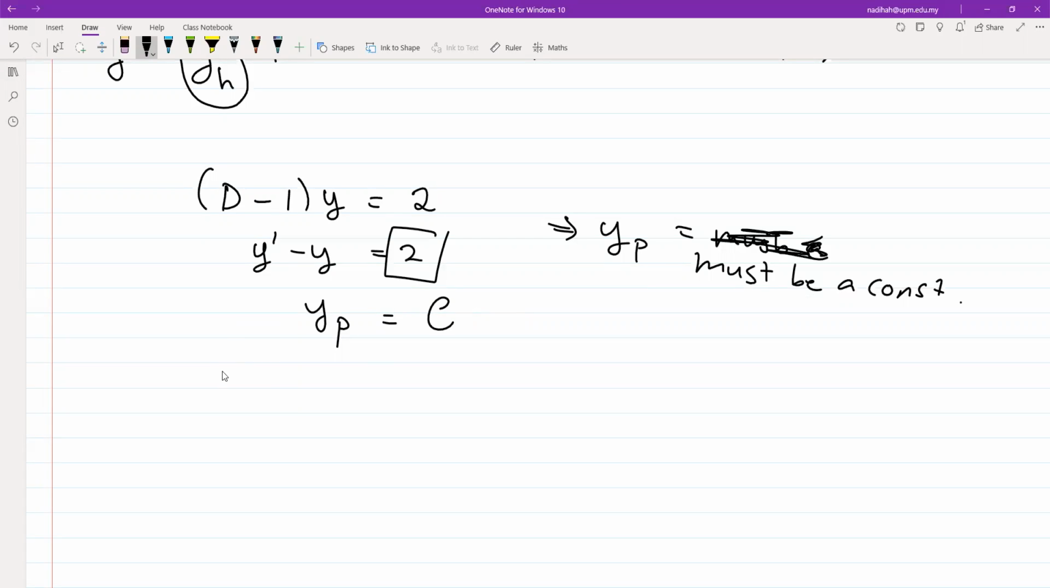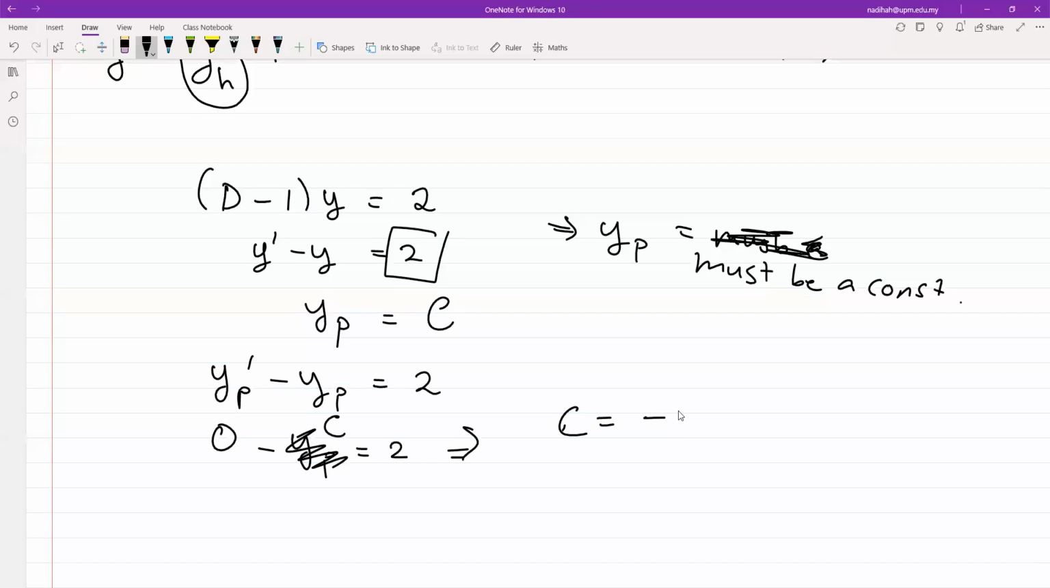Sebab apa? Sebab kalau saya masukkan balik yp sama dengan c, saya akan dapat yp prime minus yp sama dengan 2. So yp prime, c adalah kosong, minus yp, which is y dash yp equals to 2. So therefore equals to c. So therefore c sama dengan minus 2. Okay, yang ni constant. Saya ambil yang ringkas, contoh yang ringkas saja.